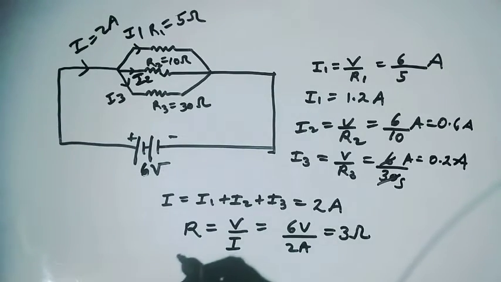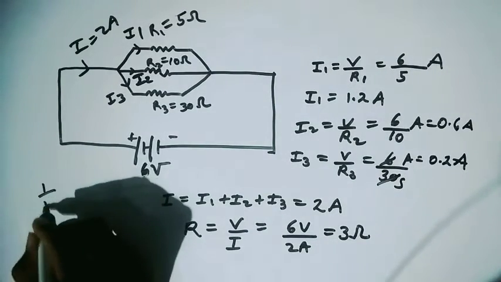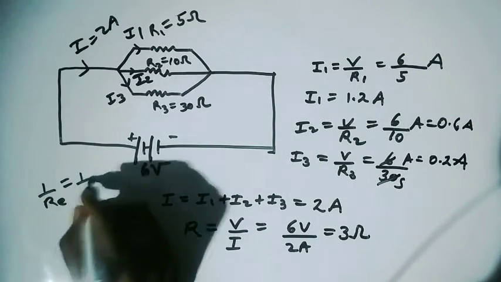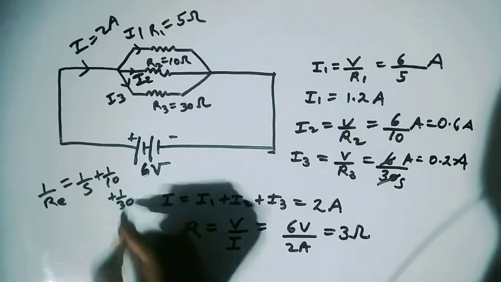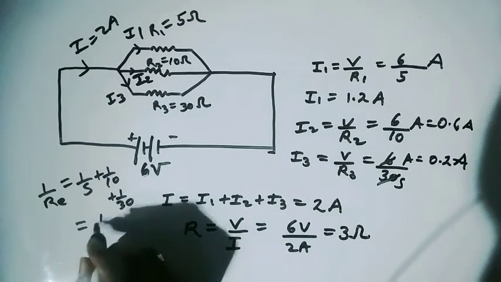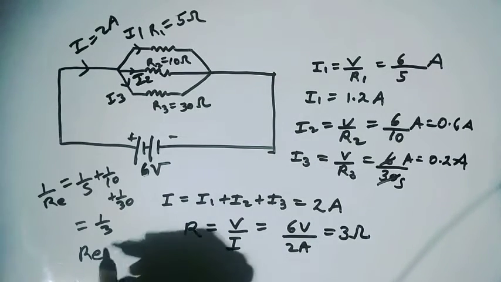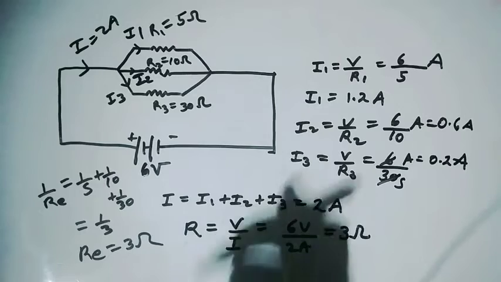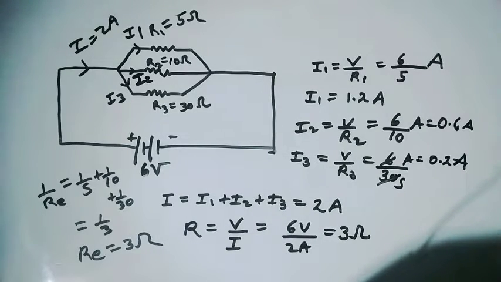You can also verify this by the formula that we have seen, that 1 by R equivalent is equal to 1 by 5 plus 1 by 10 plus 1 by 30. So this will be equal to 1 by 3. So R equivalent will be 3 ohm. Okay, now let's move on to the second question.